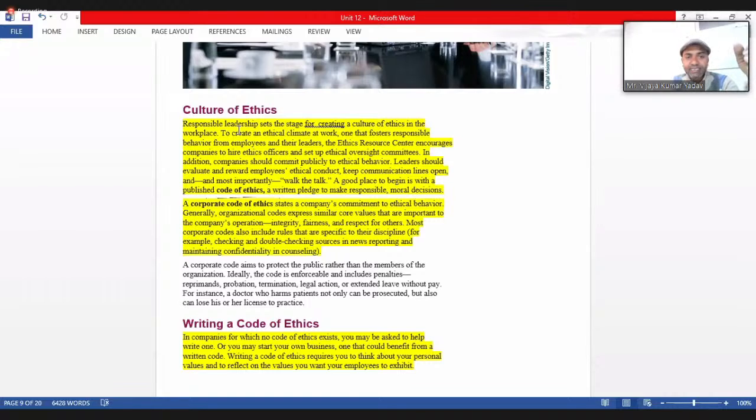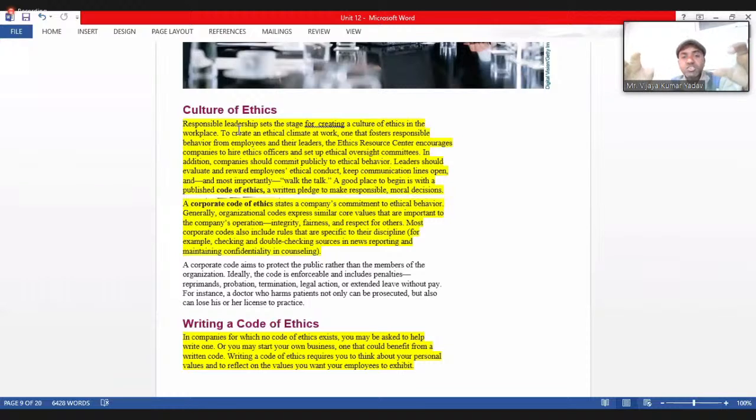To create an ethical climate at work, one that fosters responsible behavior from employees and their leaders, the Ethics Resource Center encourages companies to hire ethics officers and set up ethical oversight committees. If we want responsible behavior from the employees, and from the leaders, then for this, what is there?